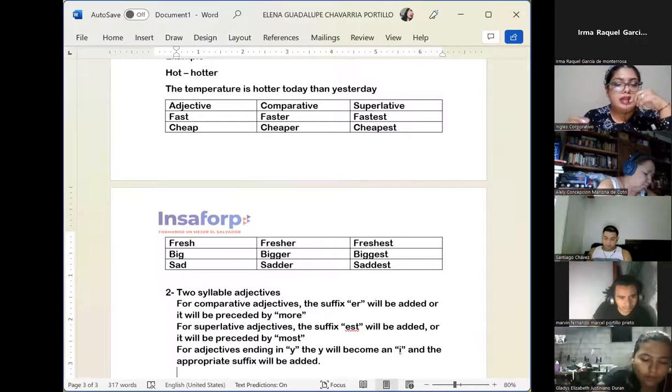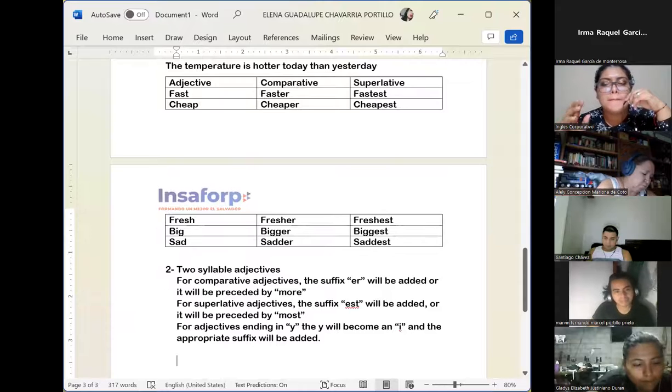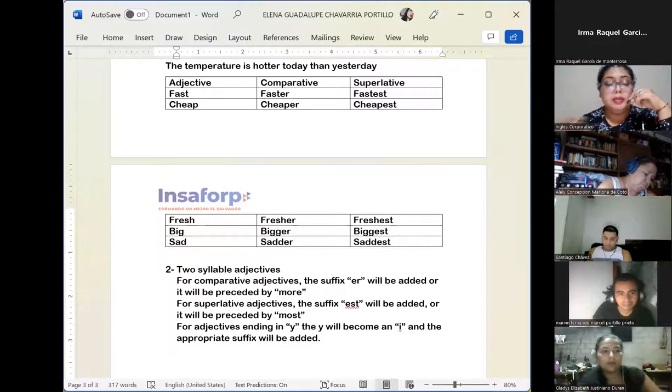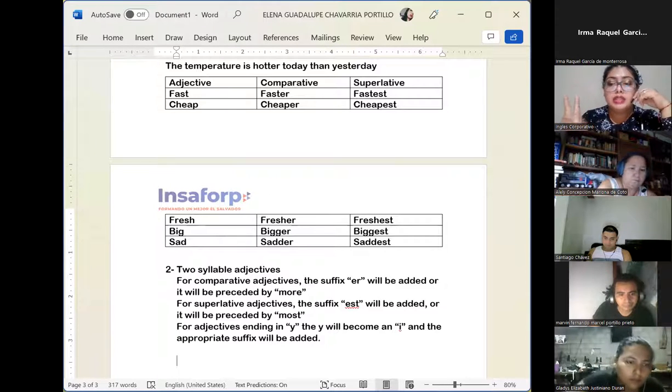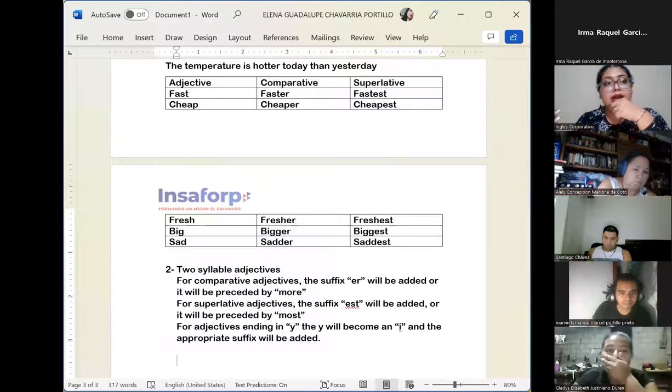So we are going to have another table in which we are going to see these changes that we can make for this kind of adjectives. Because in this case, it's going to be bigger or large adjectives, because in this case, they are two syllable adjectives. So we are going to have, again, the base form of the adjective, then the comparative form and then the superlative form. So we are going to have the table in which we are going to write the example. So we're going to see.